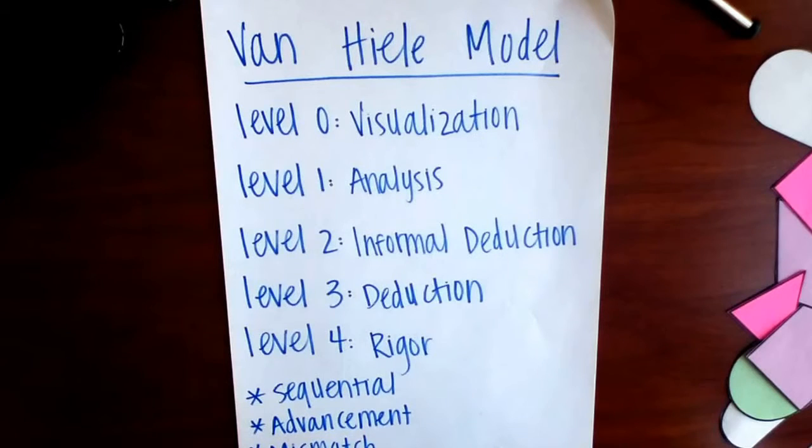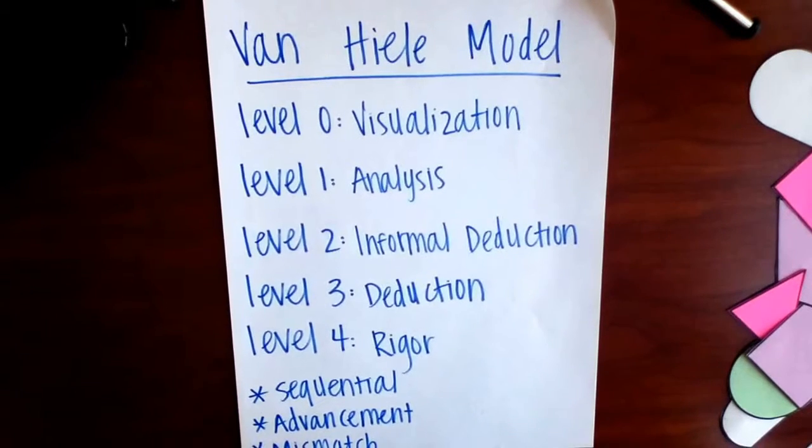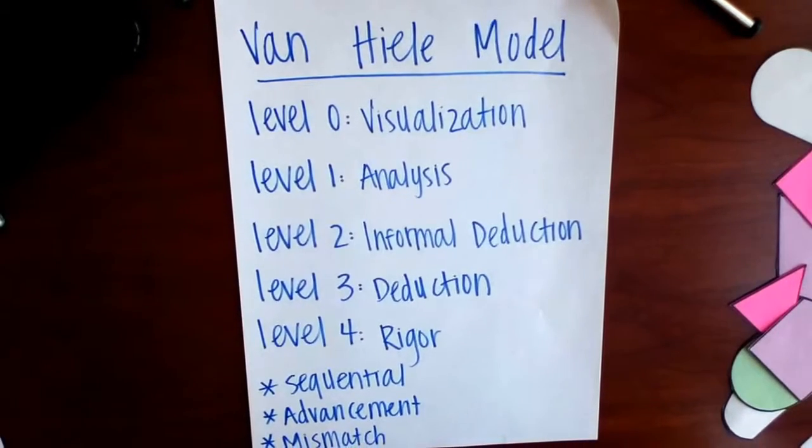Students at level 2 are at informal deduction. Students are thinking about the properties of shapes for the purpose of considering relationships among properties and classes of shapes. Children at this level are able to notice relationships within and between figures. For example, given the definition of a rectangle as a quadrilateral with right angles, a student can make statements like, all squares are rectangles, but not all rectangles are squares.